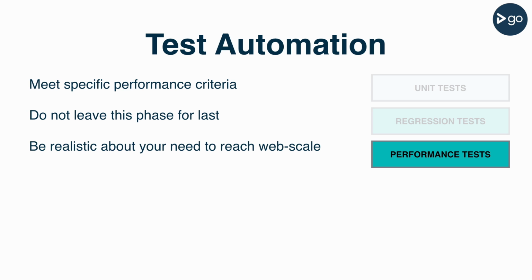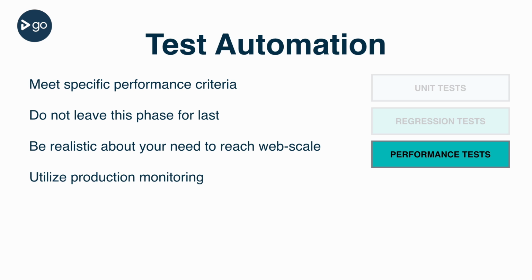Also, don't assume you'll reach web scale in a month or two. You'll waste huge cycles prematurely optimizing both your application and your tests. Don't take this as us saying don't consider what your actual scale might be, just a suggestion that you be realistic and pragmatic. Also, utilize production monitoring to the greatest extent possible. A canary release can go a long way towards verifying the performance of a new version of your application.